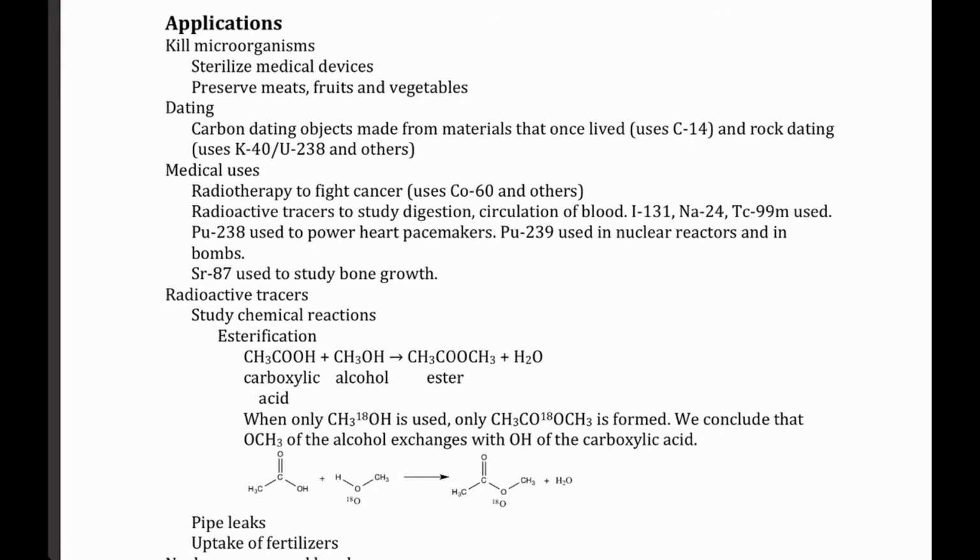Radioactive tracers can be used to study digestion, circulation of blood. Plutonium-238 is used to power heart pacemakers. Just for comparison, plutonium-239 is the one used in nuclear reactors and in nuclear bombs. Strontium-87 is used to study bone growth.